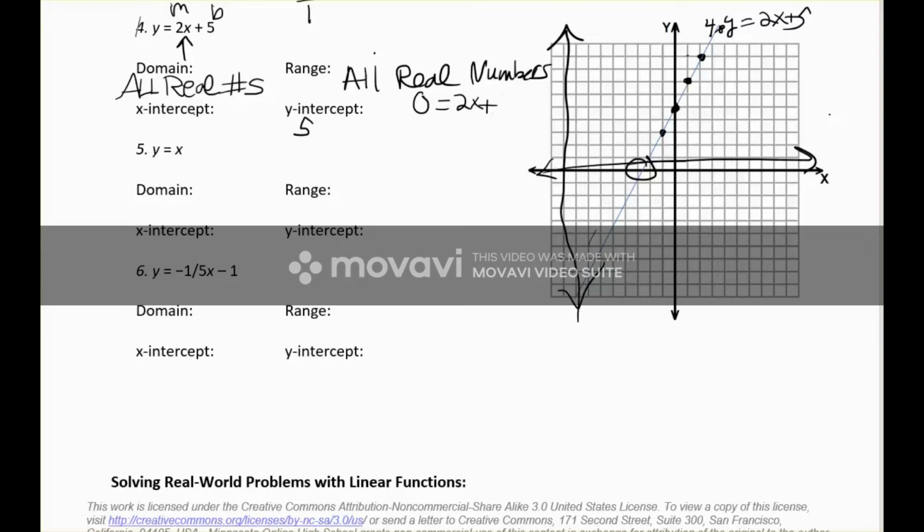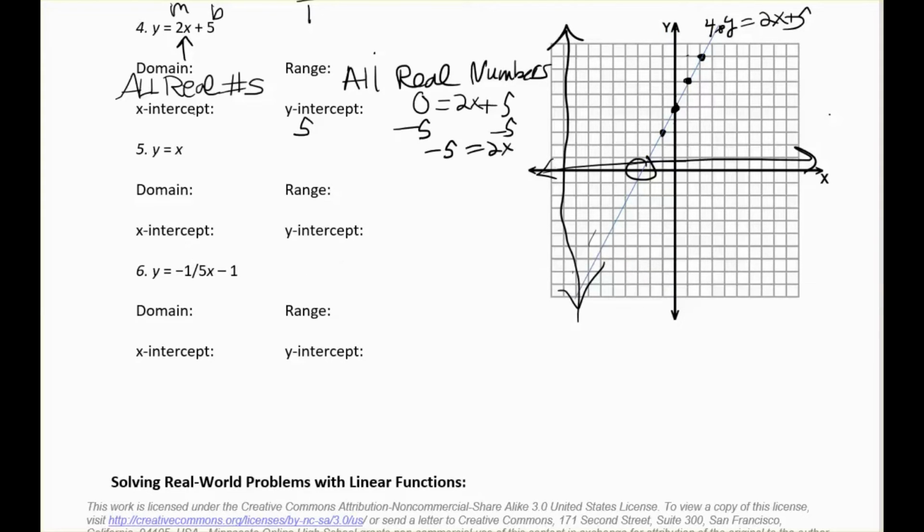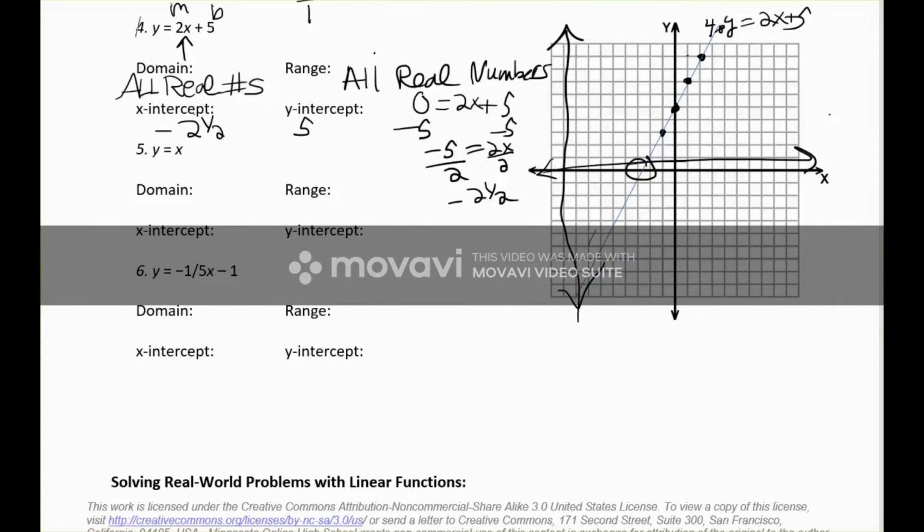So then we would have, oops, I still have my eraser turned on. Divide both sides by 2. Yes, that's the same as negative 2.5. That does look like where my line was crossing the x-axis. So negative 2.5 is my x-intercept.